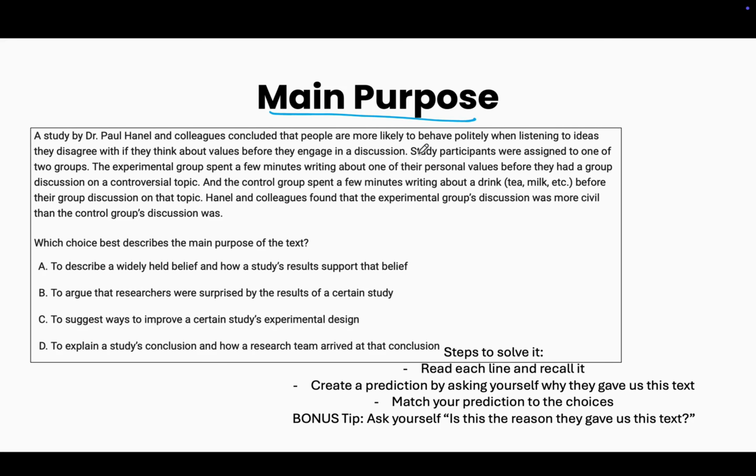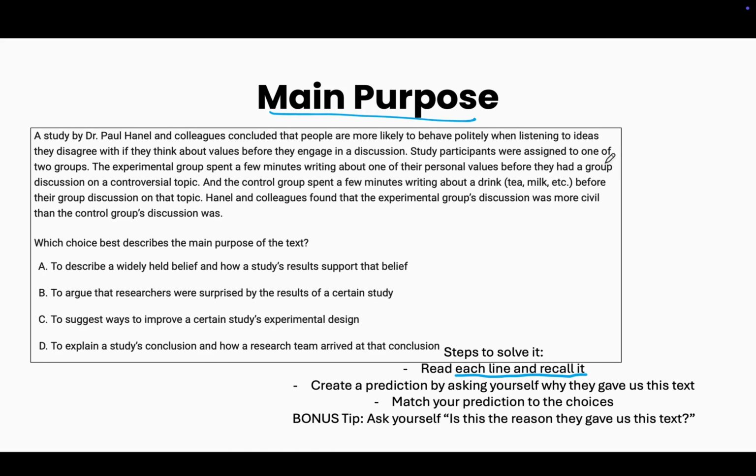Of course, however, it is a little different. The first thing I do when it comes to these questions is I read each line in the text and I try to recall it. So take a look at how I solve this. A study by Dr. Paul Hanel and colleagues concluded that people are more likely to behave politely when listening to ideas they disagree with if they think about values before they engage in a discussion. So this gives us a conclusion.